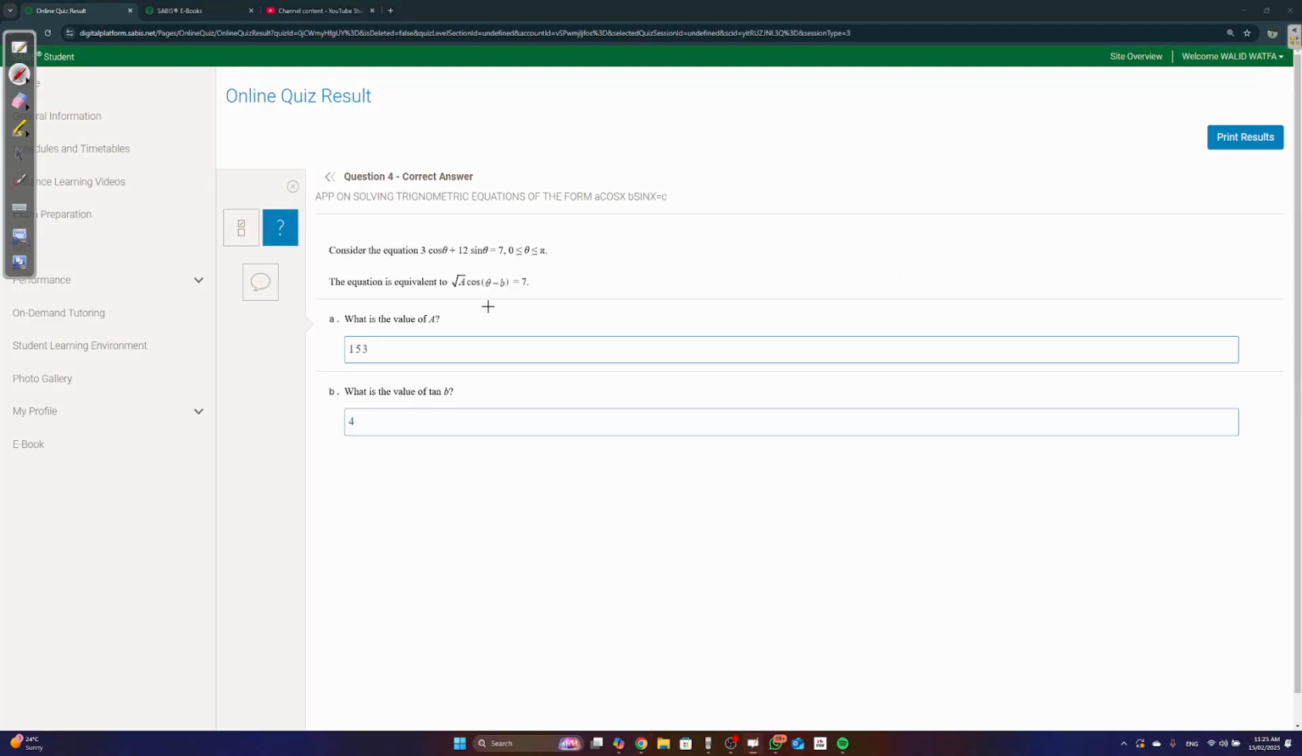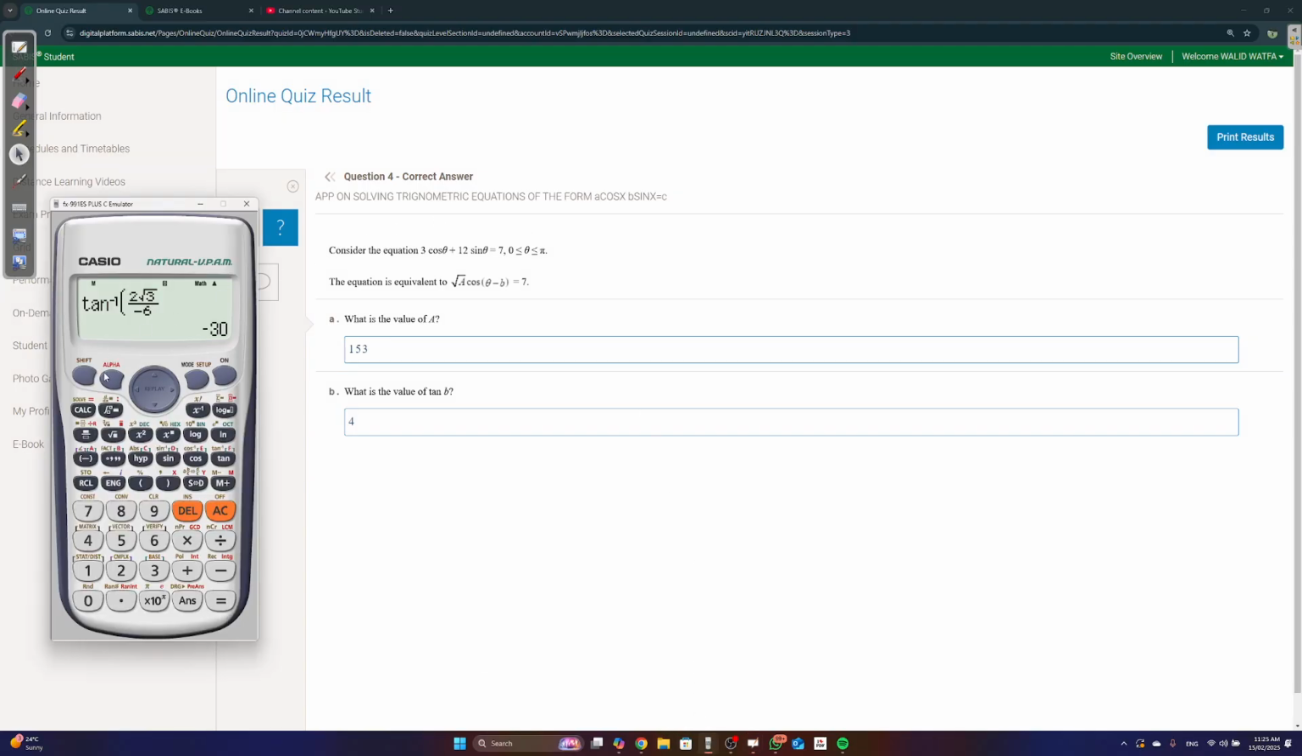Question 4. Consider the equation 3 cosine theta plus 12 sine theta. Equations equivalent to root a cosine theta minus b. Very easy. And it's the same questions repeated over and over again. Let's find a, it's the r. You take the magnitude. So 3 squared plus 12 squared, and you get 3 root 17. But they want it as one radical. So what do you do? You have to take the 3 back inside. And when you take the 3 back inside, you do 3 squared times 17, right? So 3 squared times 17, 153, right?